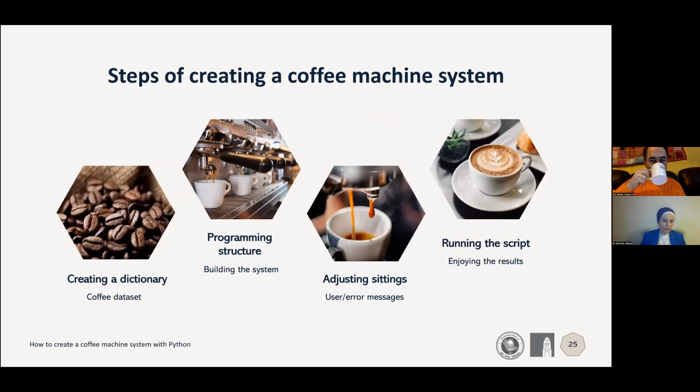So the steps for creating the copy machine system include creating a dictionary for the copy dataset, then the programming structure, to decide how we create our program to build our system. Then in step 3, we have to adjust some settings and maybe add some optional things, make things presented to the user clearly, and add some messages for errors as well. The last step is to run the script and enjoy the results.